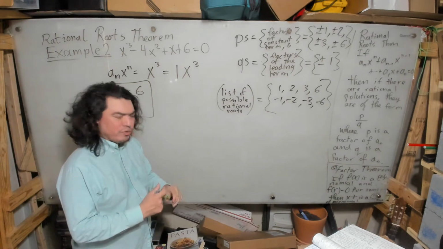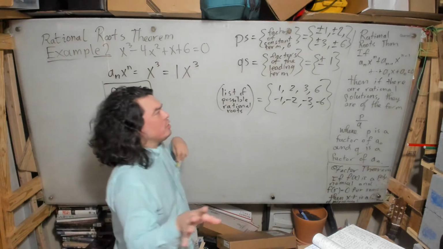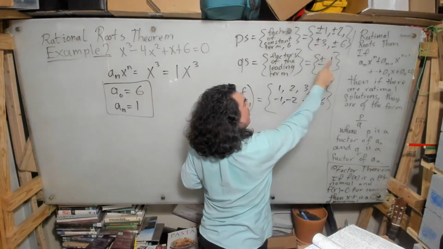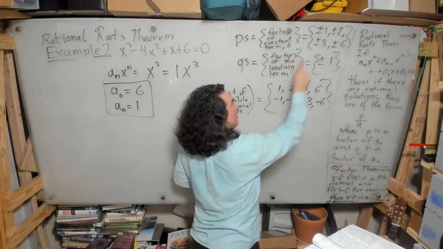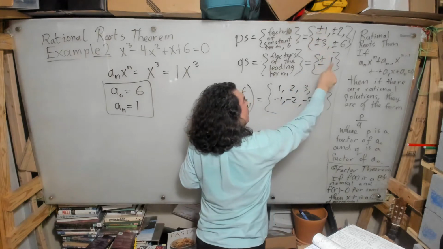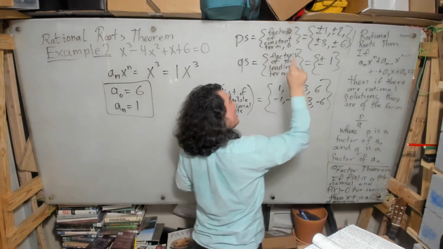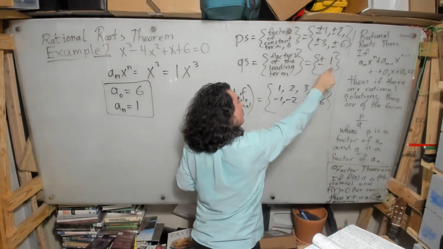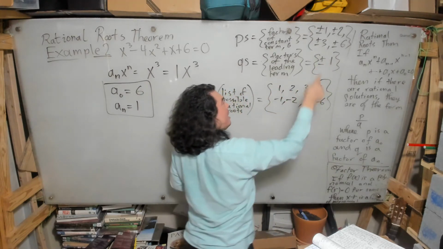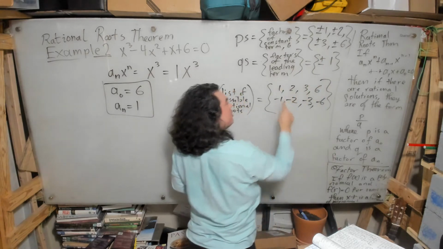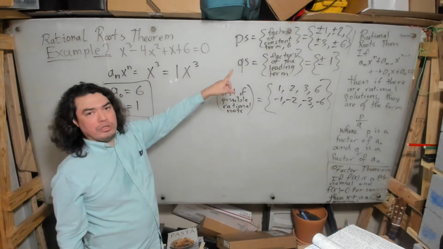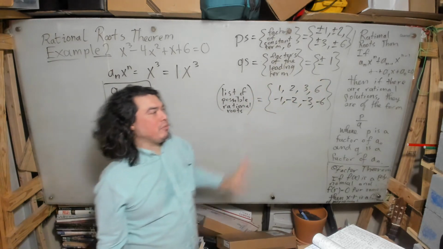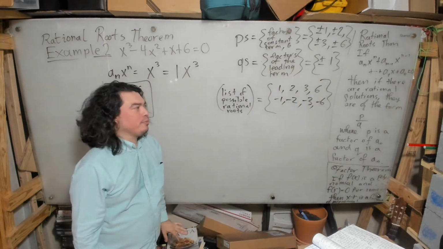Okay, let me just restate that one more time. In other words, here are all the possibilities. I can take positive 1 divided by positive 1, which is 1. I can take negative 1 divided by positive 1, which is negative 1. I can take positive 1 divided by negative 1, which would be negative 1. And I can take negative 1 divided by negative 1, which is positive 1. And if I do that for all those possibilities, I will still only end up with these distinct possibilities for the possible rational root. Okay?